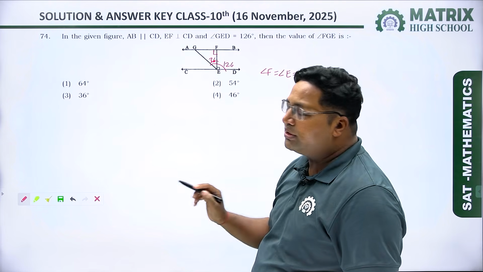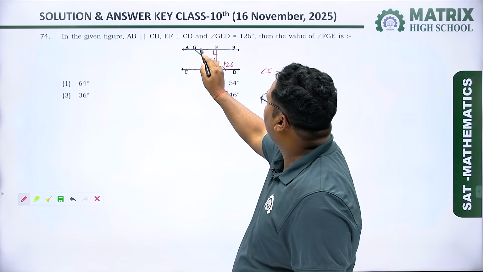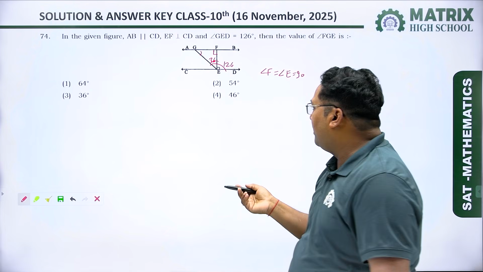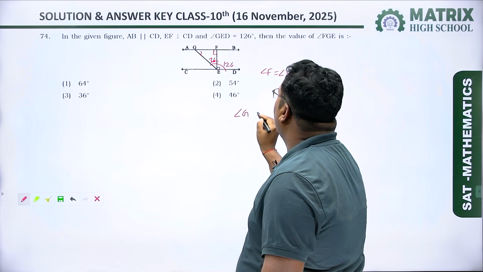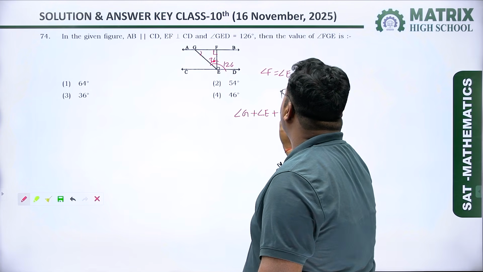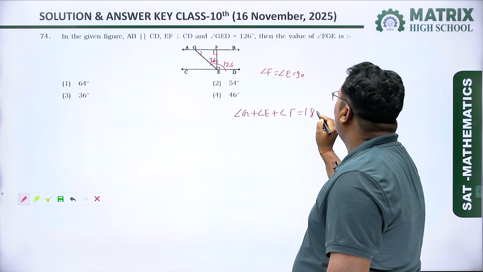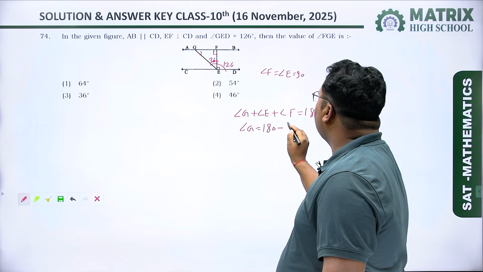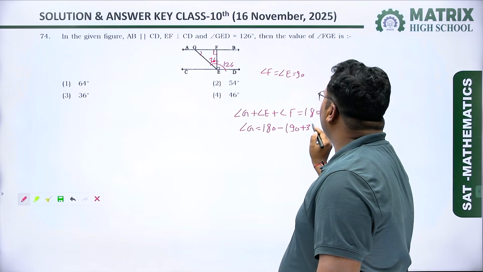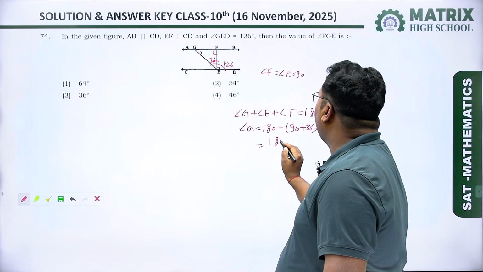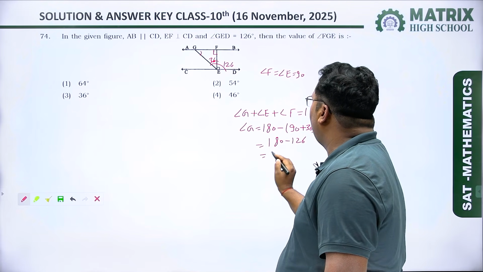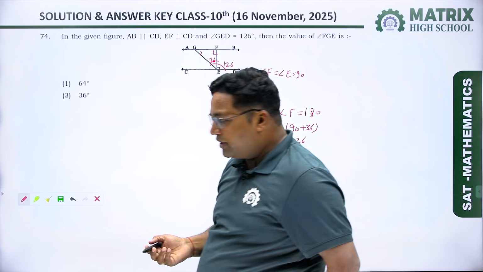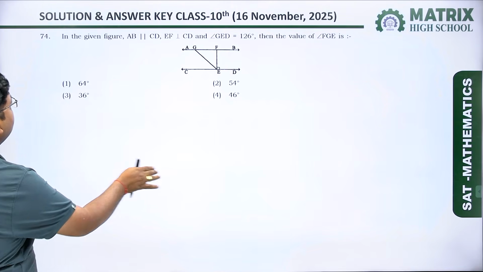Now we have to find out the value of angle FGE. So we have to find this angle. So we have to apply angle sum property here. So angle G plus angle E plus angle F equal to 180 degree. So angle G will come from here as 180 minus 90 plus 36, which is equal to 180 minus 126 equal to 54 degree, which is our option number 2. So option number 2 is the right answer. Now coming to the next question.